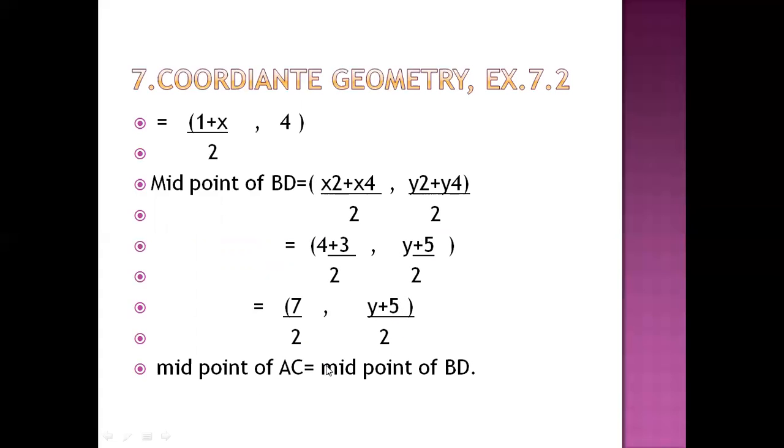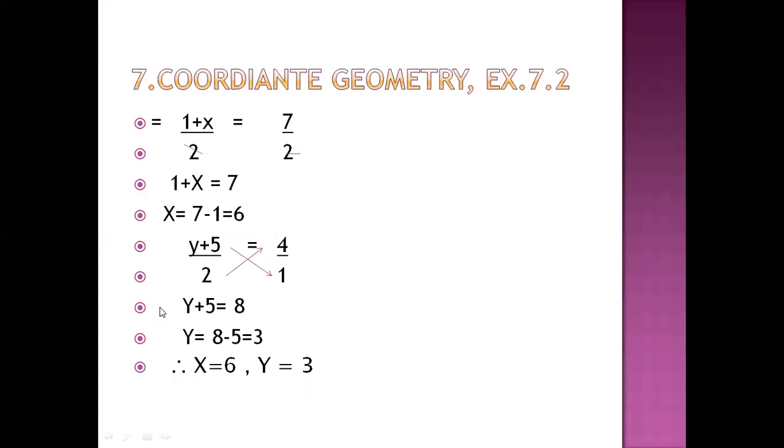Already we know that the midpoint of AC is equal to the midpoint of BD because it's a parallelogram and the diagonals of a parallelogram bisect each other. So let us equate both the points, x coordinate to x coordinate and y coordinate to y coordinate. First equate the x coordinate. (1 plus x) by 2 is equal to 7 by 2. Denominators both are 2 and equal to is in between, so we can cancel both 2's. Then we get 1 plus x is equal to 7. Transpose 1 to the right hand side, then x is equal to 7 minus 1, that is 6. Next, equate the y coordinates.